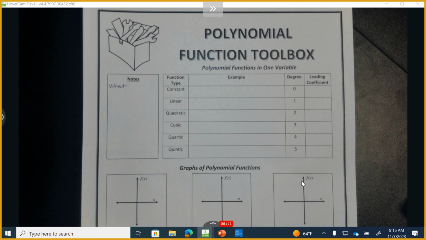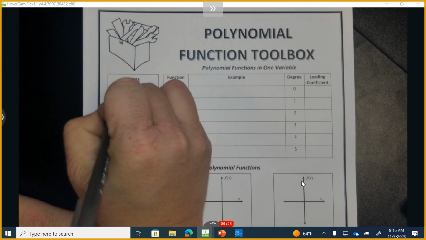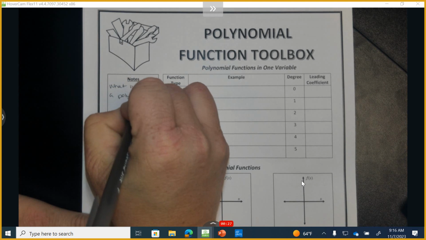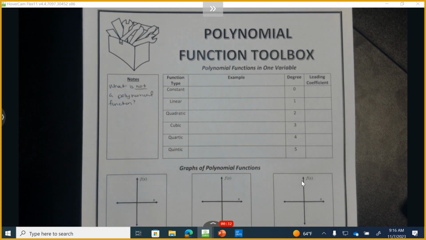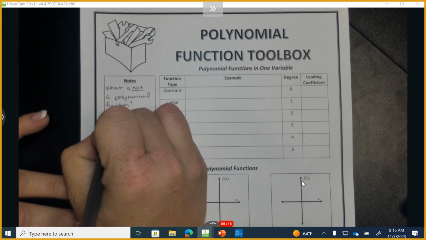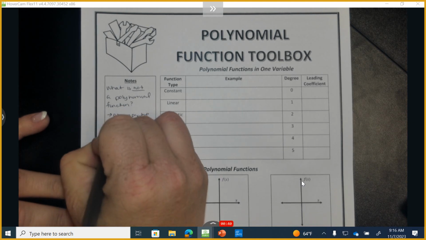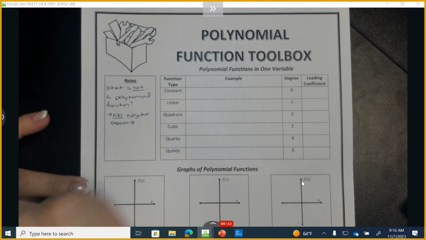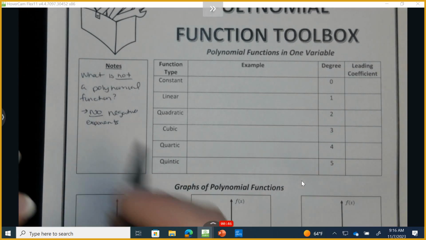So a polynomial is a type of equation. What is not a polynomial function? So there's two major things that stand out. The first is we can have no negative exponents. No negative exponents. So I'm going to give a quick example of what that may look like that tells us, oh, that's not going to work.